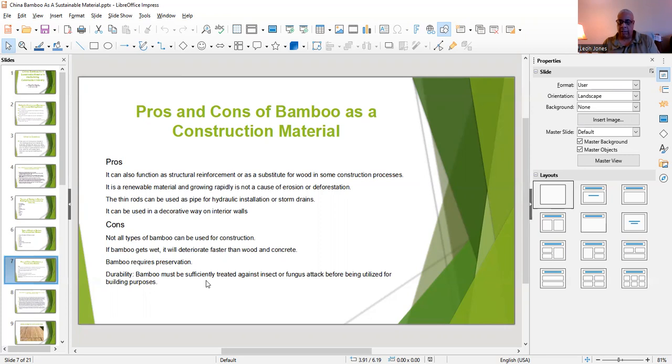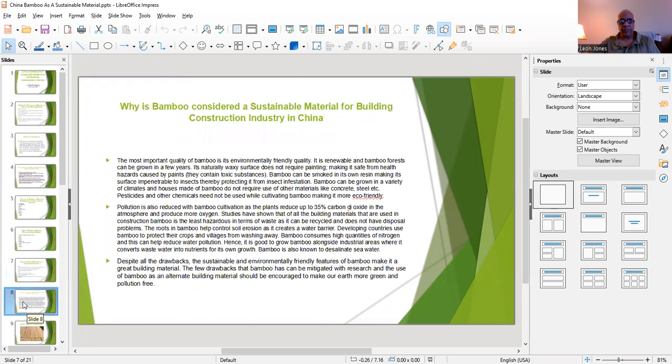Why? Because bamboo is a grass. So there is always a chance that you will have a fungus or insect attack before you can use bamboo for construction purposes. Now, when we deal with sustainability, we're also talking about green. So why is bamboo considered a sustainable material for building construction in China?